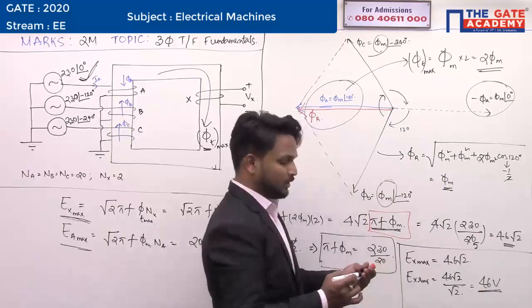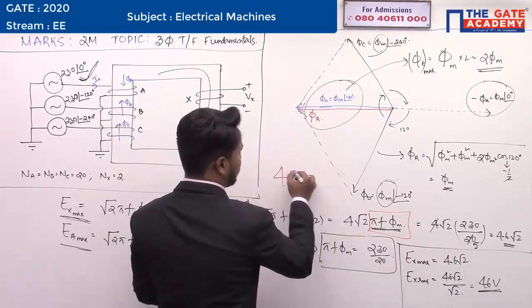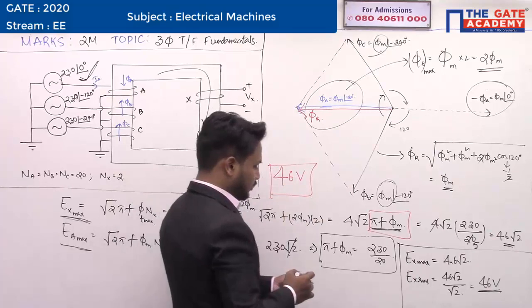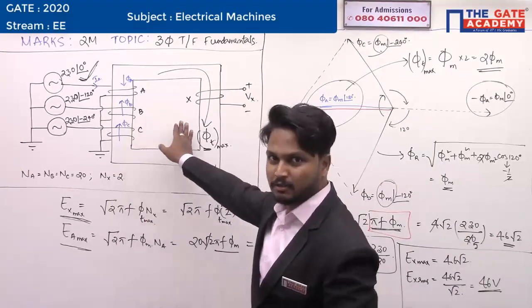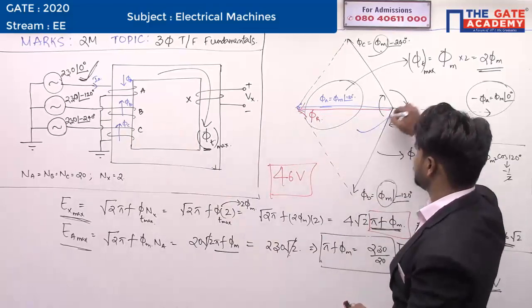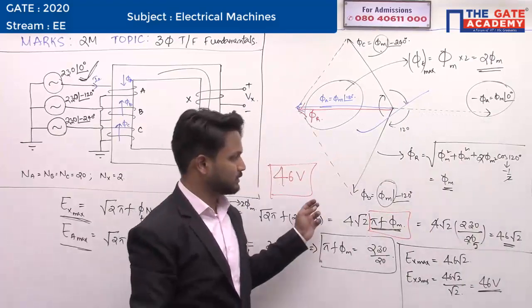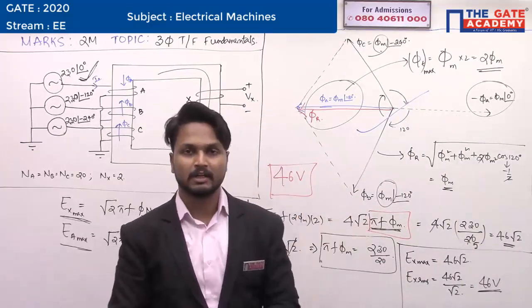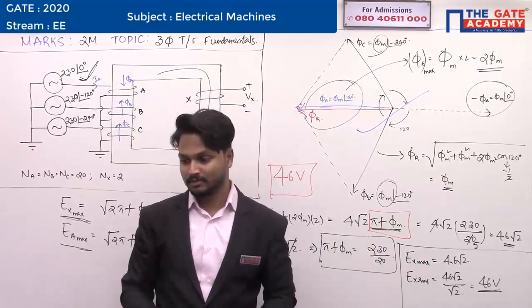So what is the answer? The answer is simply 46 volts, right? If you know how to obtain the direction of flux with this sense, the key for this question lies in this particular thing. If you have a good knowledge of phasors, you can easily calculate this answer. So the answer is finally 46 volts. So let us look at another question.